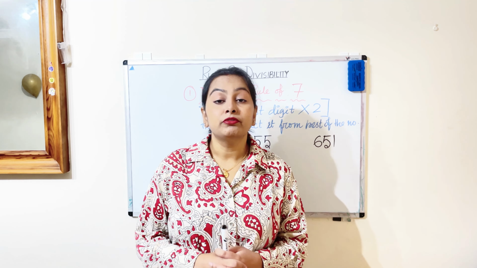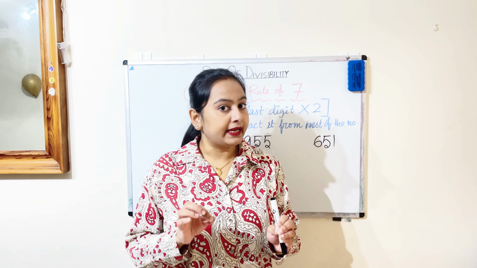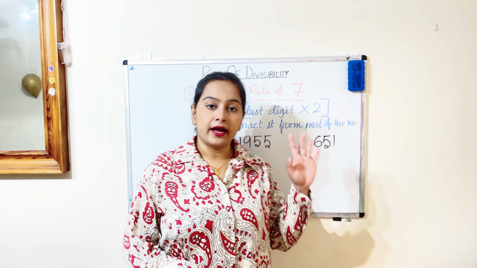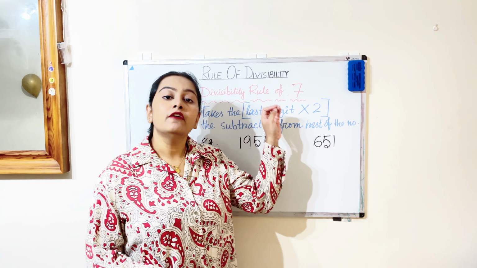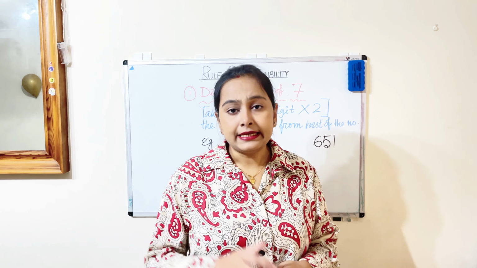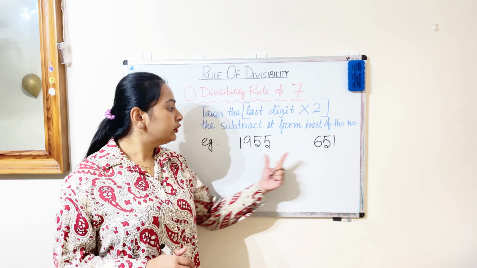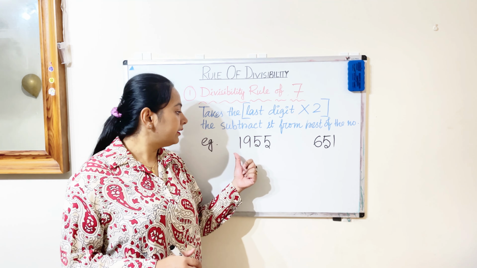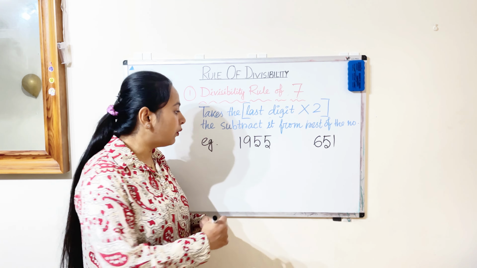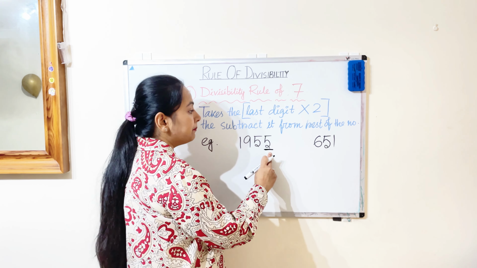Now students, we will discuss the divisibility rule of 7. The divisibility rules of 7 and 11, both of these are very important, right? So listen to me carefully. I am discussing the divisibility rule of 7. What we need to do is just take the last digit of a given number. I have taken two numbers over here: the first one 1955 and the second one 651. First take only the last digit. What is there? 5. Now multiply the last digit by 2.